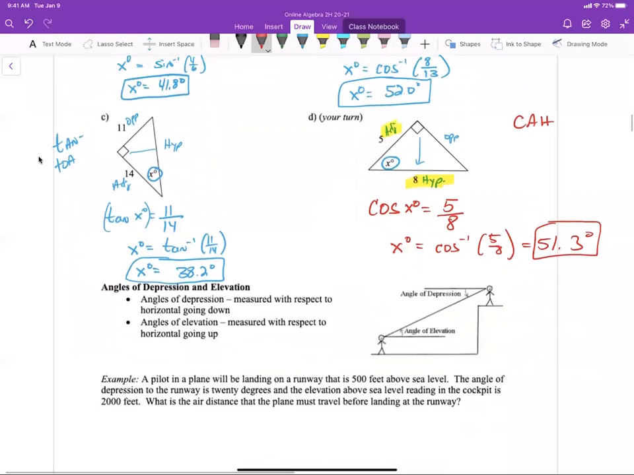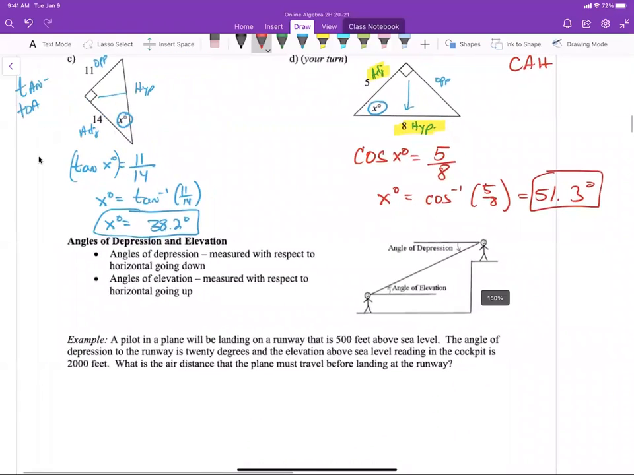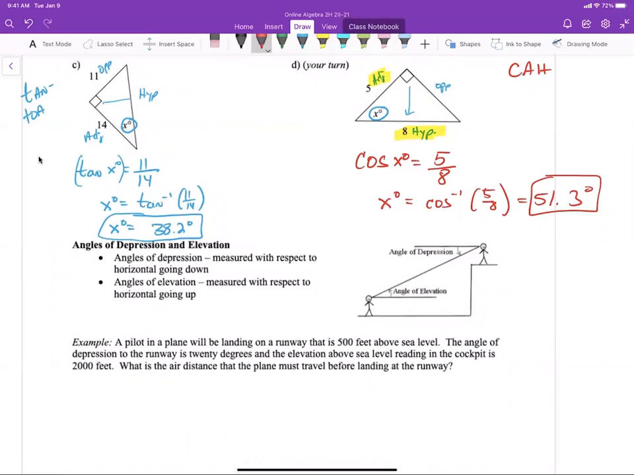We must understand, when we have problems, communication of what they're discussing is important, and they will use terms such as angles of depression and elevation to describe angles. So the angle of depression is measured with respect to the horizontal going down. So if you're told, in this case, I have a person, and here is the horizontal, and if I'm told the angle of depression based on their view, I would go down, and there is the angle of that depression.